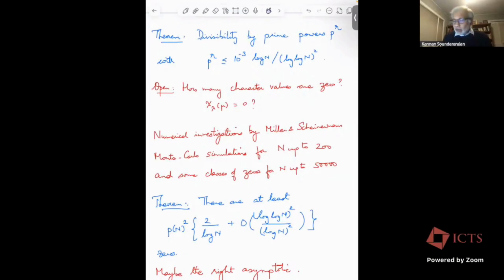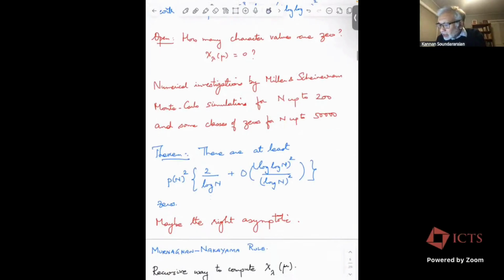And what we proved recently is that, for all the general methods that we have of producing zeros in the character table, we can analyze the most general result that we have towards guaranteeing these zeros, and we can compute the asymptotic in that case. It turns out to be a proportion which goes to 0, but it goes to 0 slowly, like 2 over log n. And it may be that this is the right asymptotic, that the number of zeros in the character table tends to 0, but it tends to 0 very slowly, like a constant over log n, or 2 over log n.